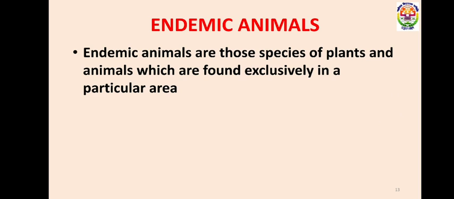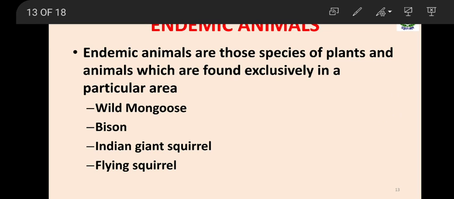Now you can see the heading given in today's topic I am going to deal with is endemic animals or endemic species. Endemic species are those species of plants and animals, not only animals, which are found exclusively in a particular area. What do you mean by exclusively found in a particular area? Means they are found in that area only.